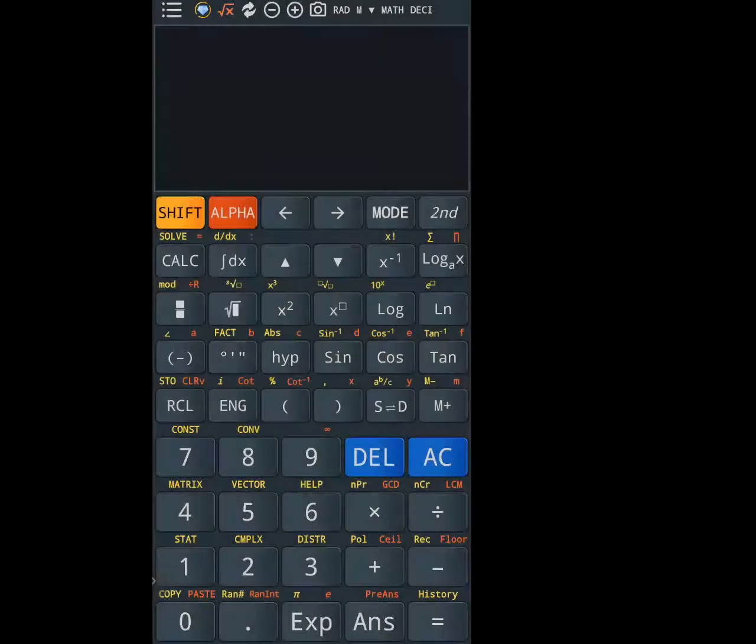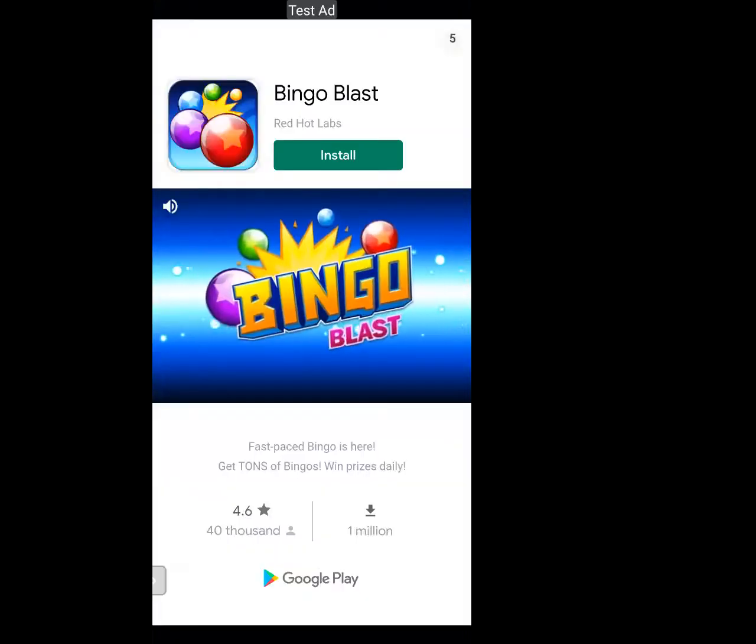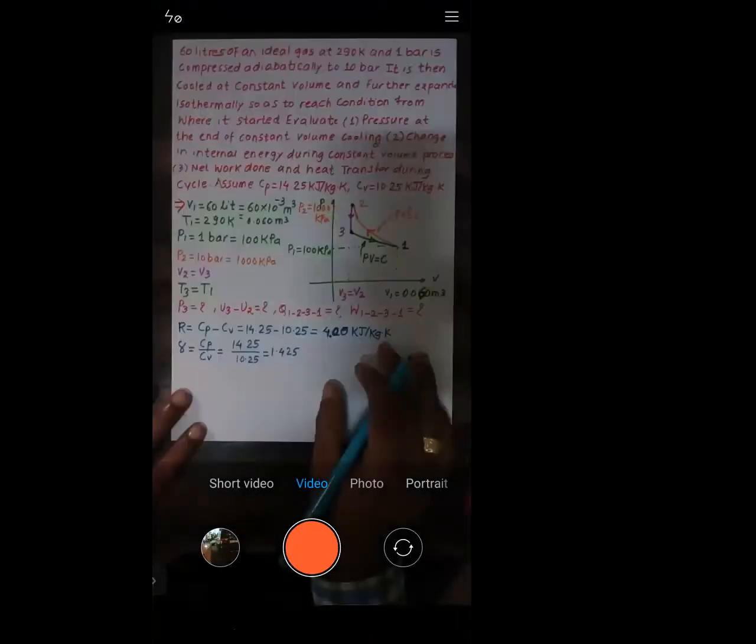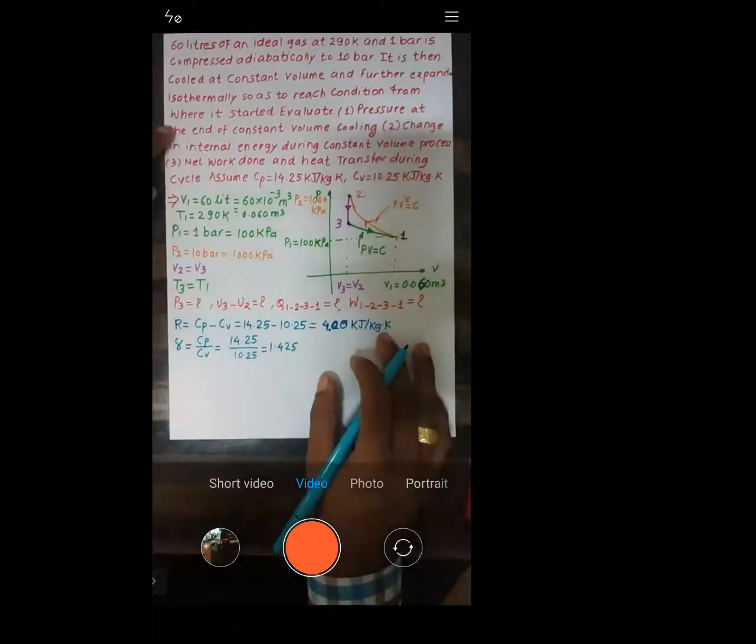Okay. Each of you should practice this. 14.25 by 10. We are getting this as 1.425, right? So this is 1.425. So this is what we got, gamma, right? Now see, now let us start.